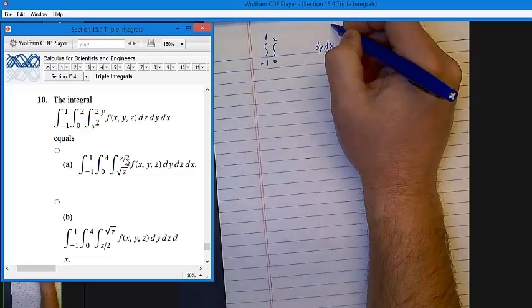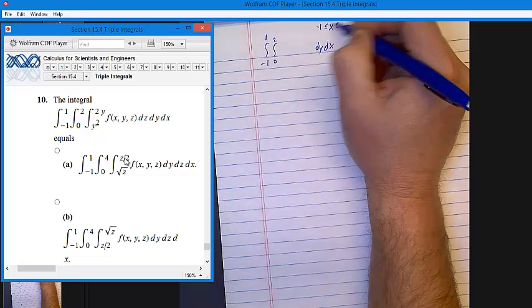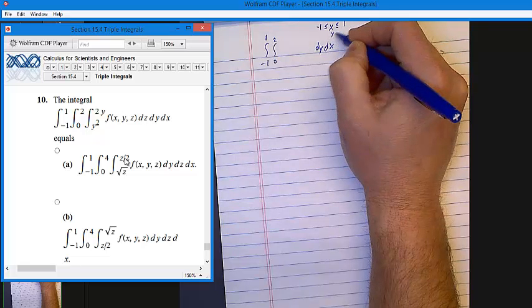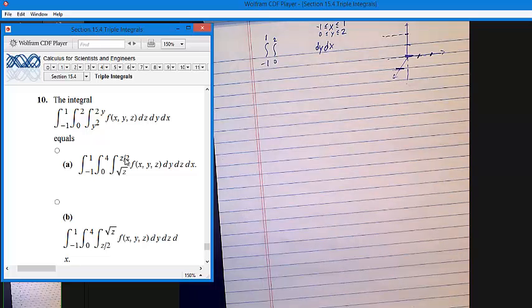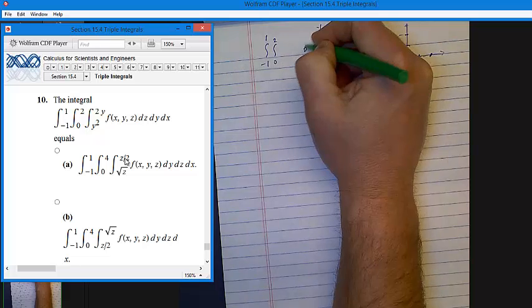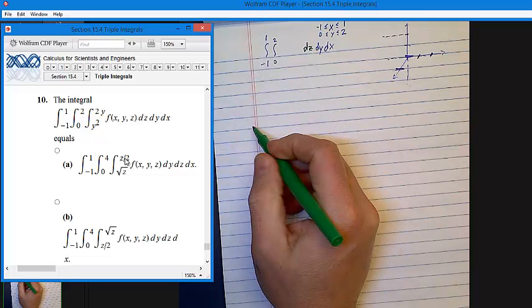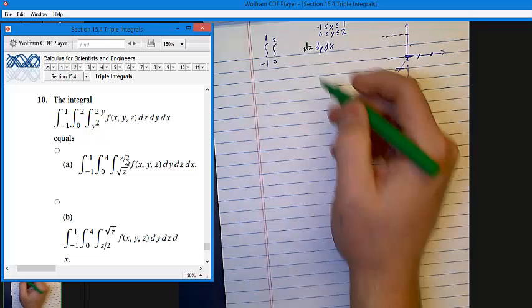So far, I'm in this range, right? I guess I have x is between -1 and 1. Y is between 0 and 2. And now what about z? Well, here's where things might get interesting. They say z, maybe I'll do this in green, is between y squared and 2y.